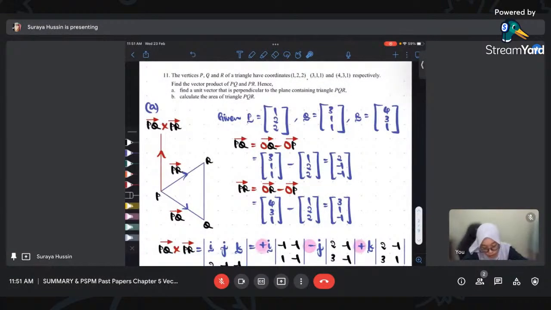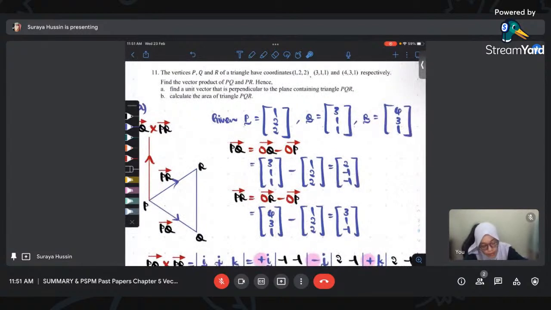Let's go to question 11. Okay, soalan nombor 11 ni, kita baca soalan dulu. So, vertices of PQ, bucu P, bucu Q, bucu R, of a triangle have a coordinates this, and this. Find the vector product of PQ and PR. Dia dah sebut dia nak PQ, PR.